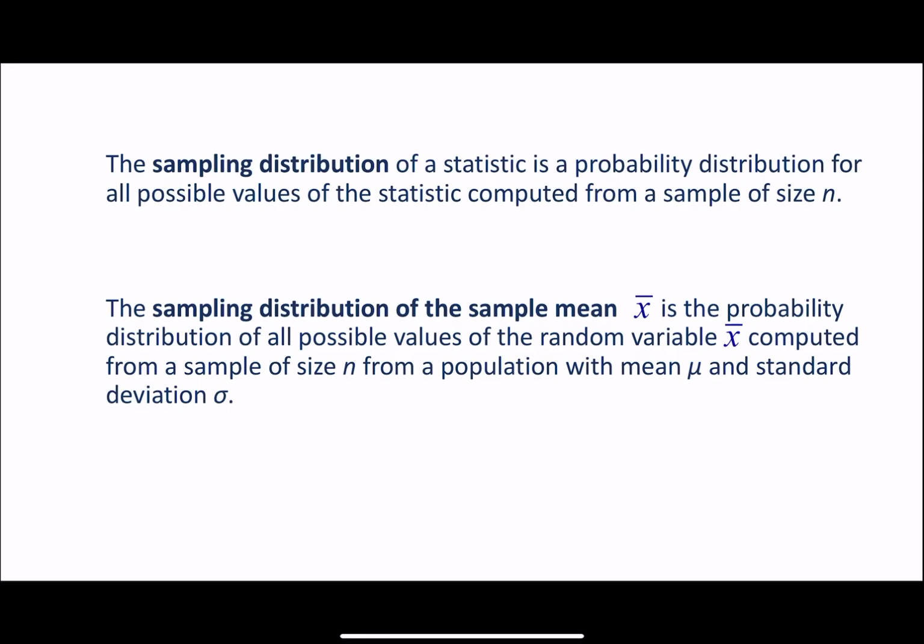So the sampling distribution of a sample mean, x bar, is the probability distribution of all possible values of the random variable x bar computed from a sample size of n from a population with mean mu and standard deviation sigma. Just a second, and I'm going to explain that to you.